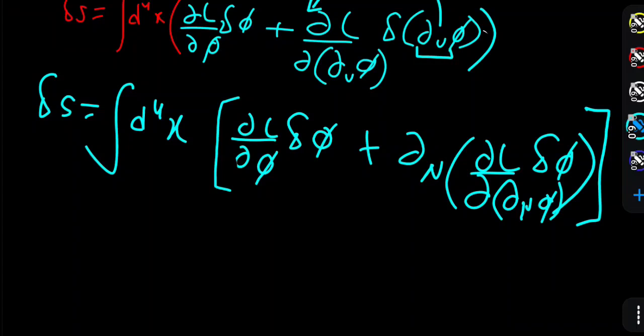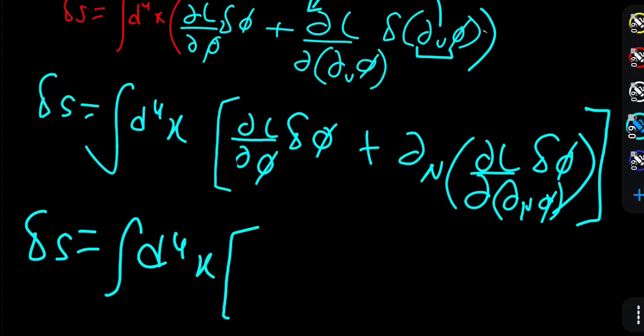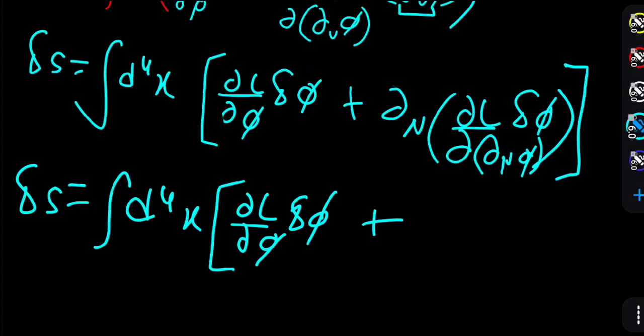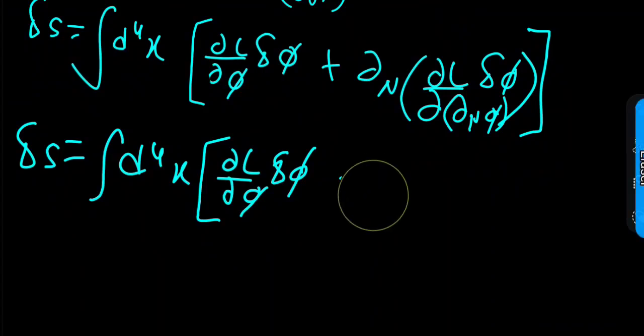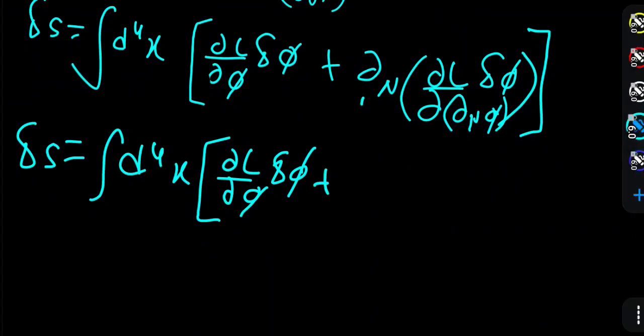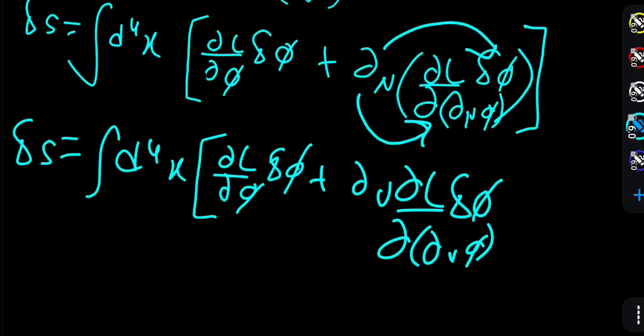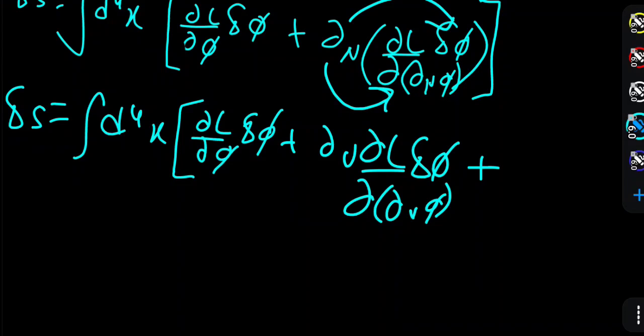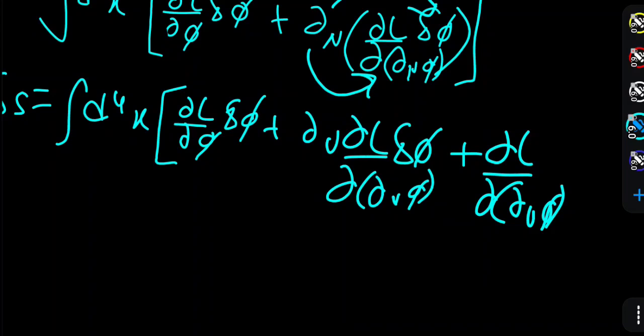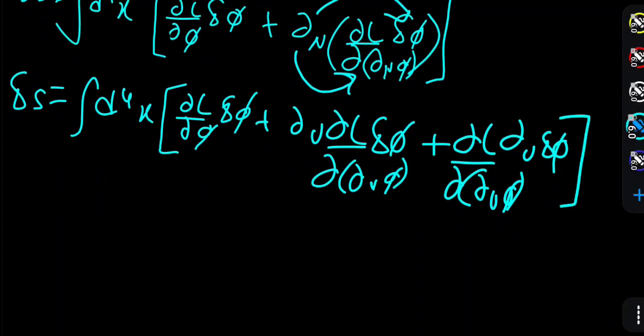Now there are two terms here. You can apply the chain rule, the product rule here, so it is equal to the integral d4x, and here del L divided by del phi, small variation in phi, plus, if you apply this here, this is a slightly big equation, so let me, okay, so this is equal to plus, when you apply del mu first on this and on this, it is equal to del mu of del L divided by del of del mu phi into small variation in phi, and then plus del L divided by del mu phi, and then here it should be del mu of a small variation in phi. Okay, so this is our equation.